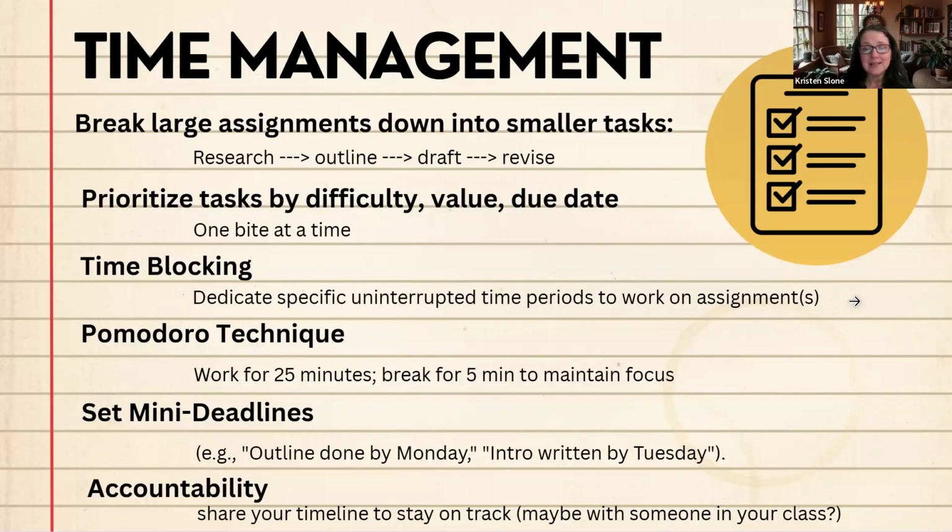You can set mini deadlines. So, okay, I'm going to have my outline done by Monday. I'm going to have my introduction written by Tuesday. If we're using that example assignment from FAS 100, okay, I'm going to read the 2 Roman Empire essays on Monday. On Tuesday, I'm going to take notes. On Wednesday, I'm going to do my initial post because that's when it's due, right? You can break it down into these little mini deadlines and set them for yourself to hold yourself accountable.